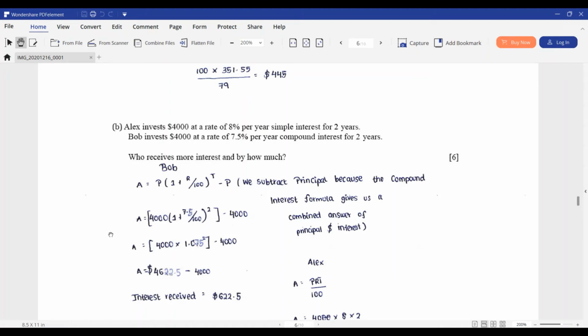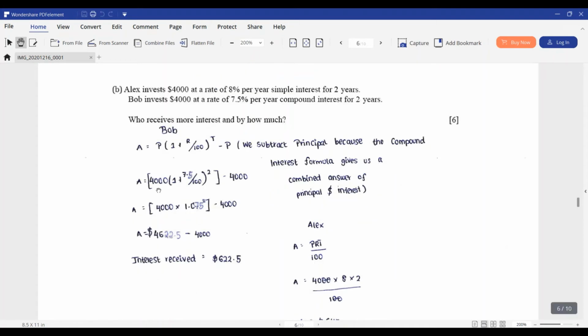So the formula now is going to be principal, open bracket, 1 plus rate over 100, close bracket, power time, subtract principal. So let's now put all the values in their correct place. We're going to solve the compound interest part first. So 4,000, the principal, open bracket, 1 plus rate, which is 7.5 over 100, close bracket, squared. Solve this operation first and subtract 4,000 once you get this final answer.